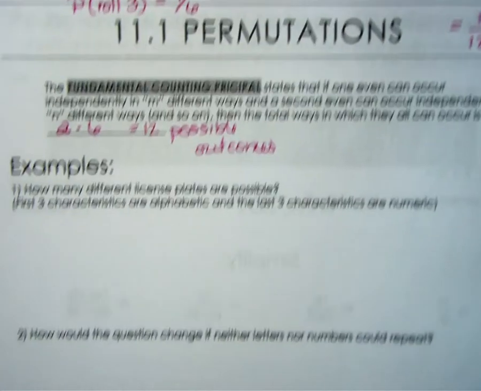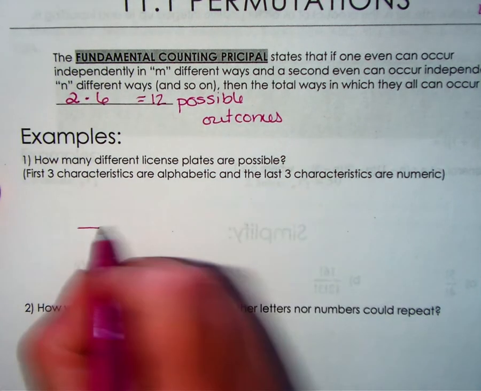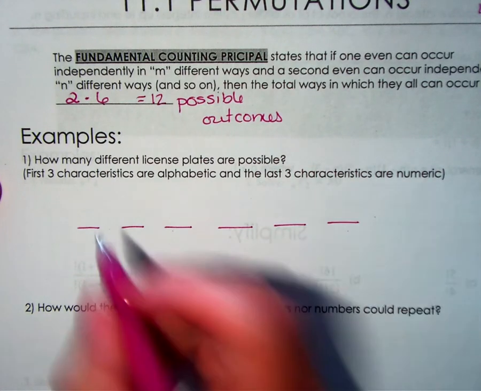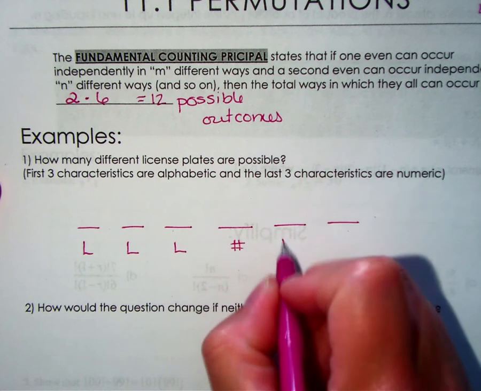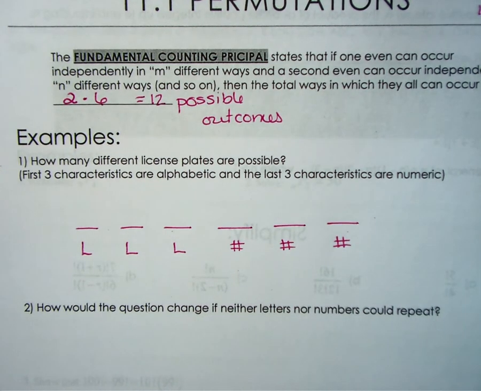Okay, here we go. License plate. What do we know about license plates? Assuming they're not vanity plates, a regular old Manitoba license plate. I like to do my fundamental counting principles like this. These have to be letters, and these have to be numbers on a license plate.